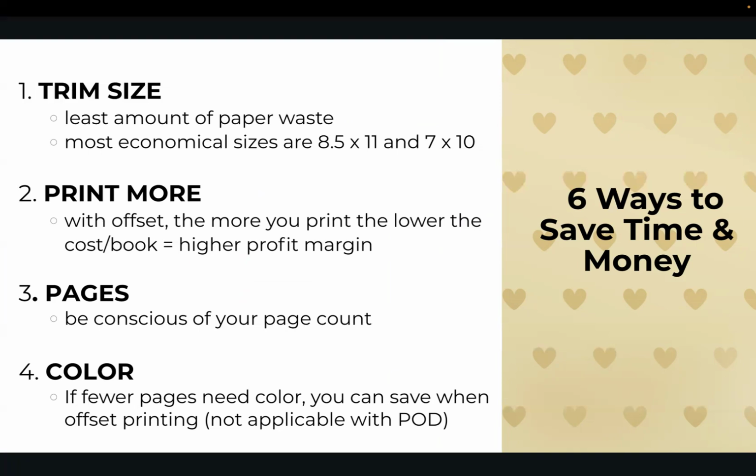Your color. If you are printing with an offset printer, you are only charged for the pages that have color, whereas with POD, if any page on your book has color, then you're charged the full color price. So one way you could save is looking at other ways that you can be efficient and not use color on some pages and still not affect the quality of your book and reading experience.